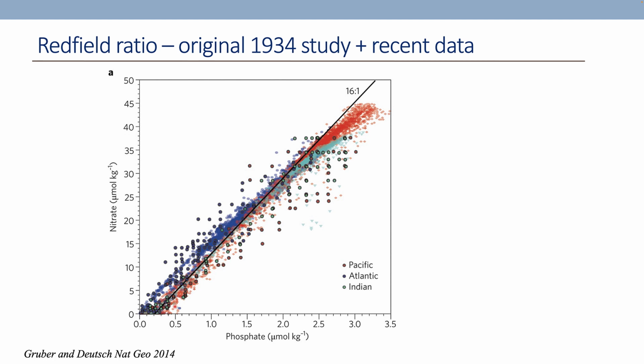And he also collected more data on carbon, and others have as well, to create that ratio of 106 carbon to 16 nitrogen to 1 phosphorus. And again, this has changed very little as data has been collected over the past 90-ish years.